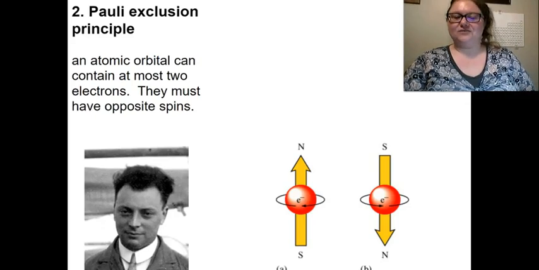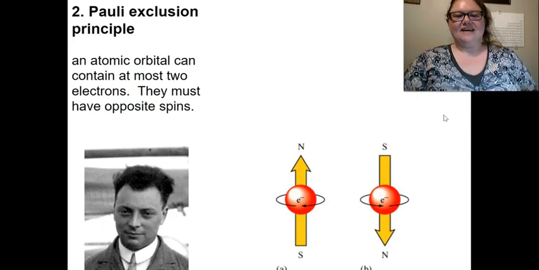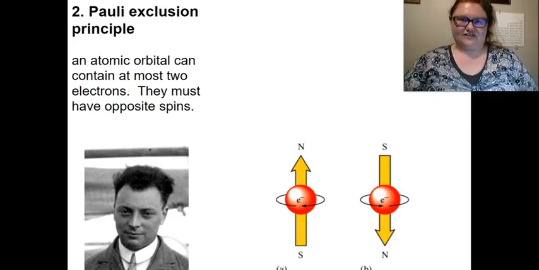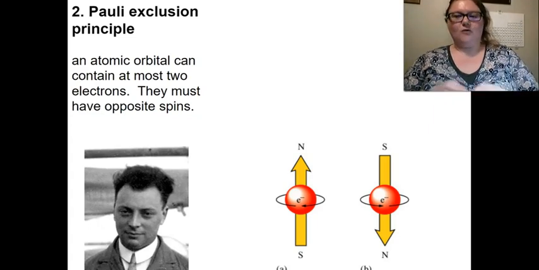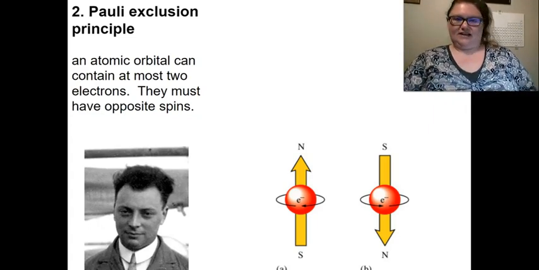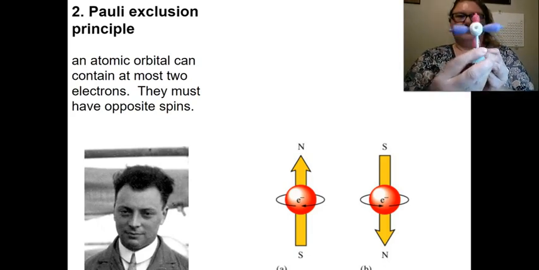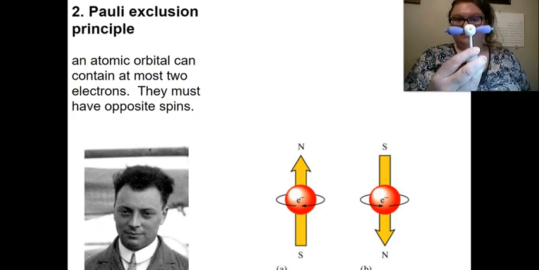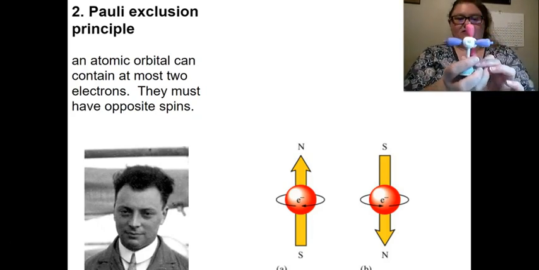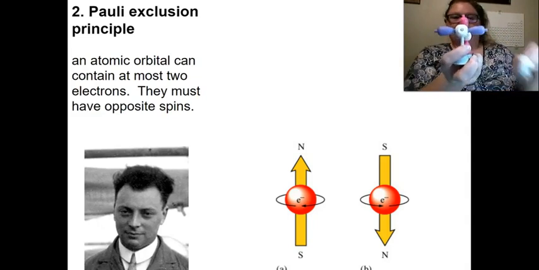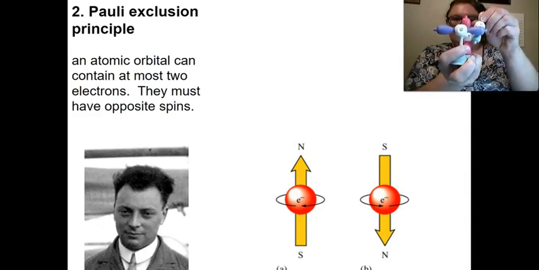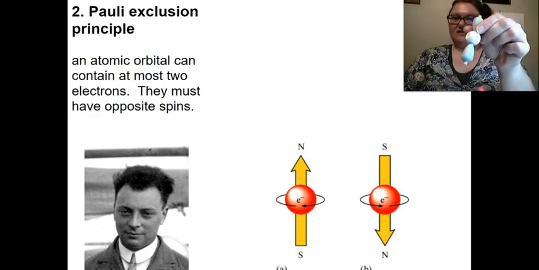The Pauli exclusion principle is named after Wolfgang Pauli, whose dashing picture you see there. The Pauli exclusion principle says that, to get your bearings right, one orbital, if we look at the p sublevel example, is one plane. So one orbital here would be the x-axis, for example. The entire sublevel for p is made up of x, y, and z. One orbital would be the z-axis.